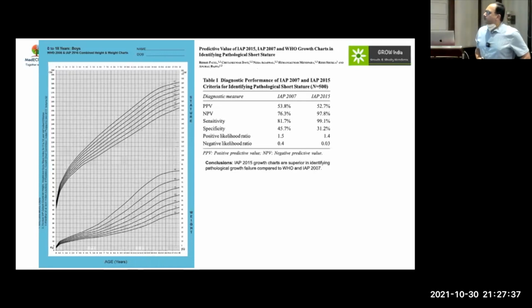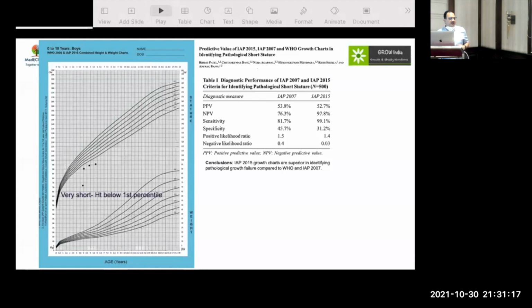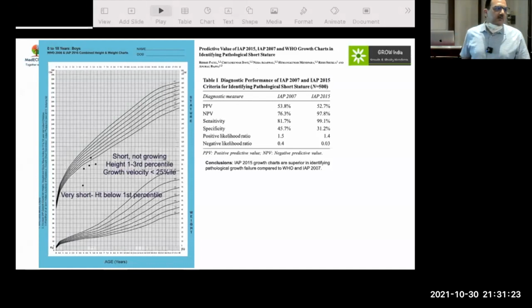And how do we go? Now, if you have a child like this, do we need evaluation? Definitely this child is very short. He needs evaluation. So if the height is below the first percentile, evaluation is required. What about this child? Do you think this requires evaluation, Dr. Prabhat? The dot below the child was not growing, required evaluation. Then we have got the final situation. Do you think this child will require evaluation? Manoj?